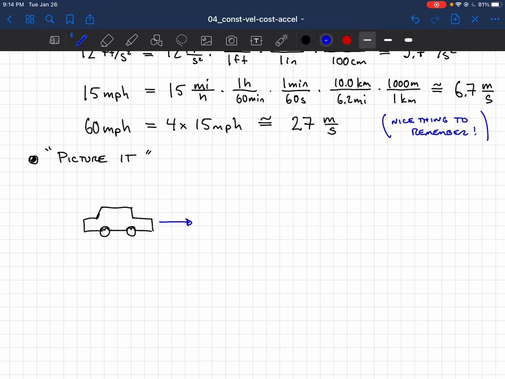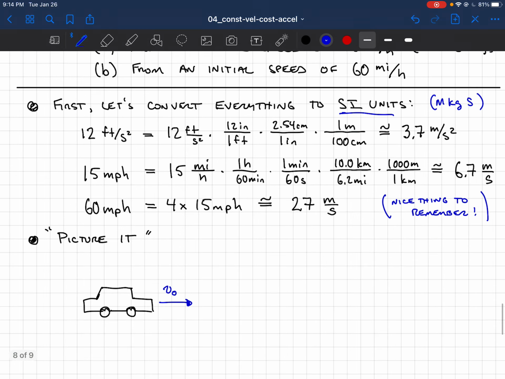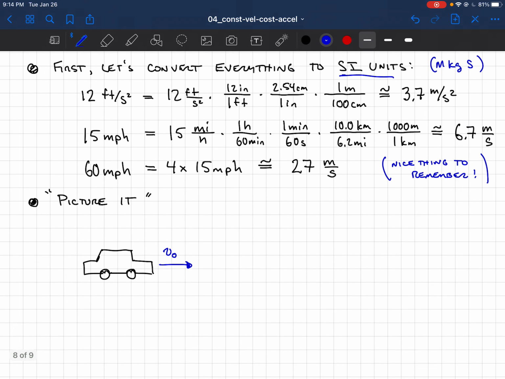So we could draw some constant velocity, and we might call that the initial speed there. And that value is going to be either 15 or 60, or I should say 6.7 or 27. But let's not plug it in, because it turns out we can do both of them at the same time and then just plug in these two possibilities at the very end. So there's some initial speed, and it's going to drive with a constant velocity there.